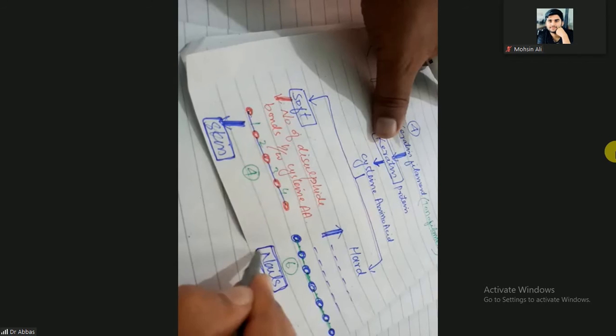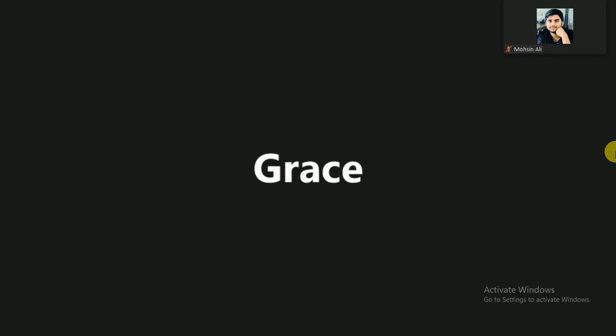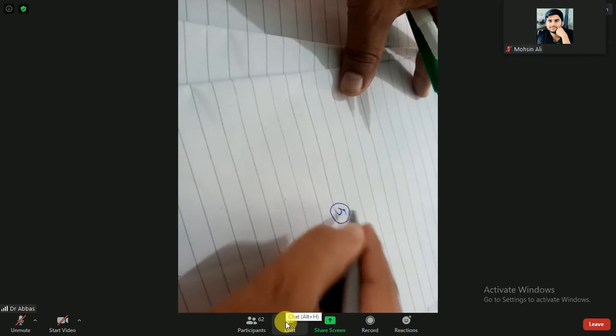Nails have the hard keratin. Clear? So these are the different types of keratin that the nail has, and hard skin has the soft keratin. Okay. Next, page number 5.